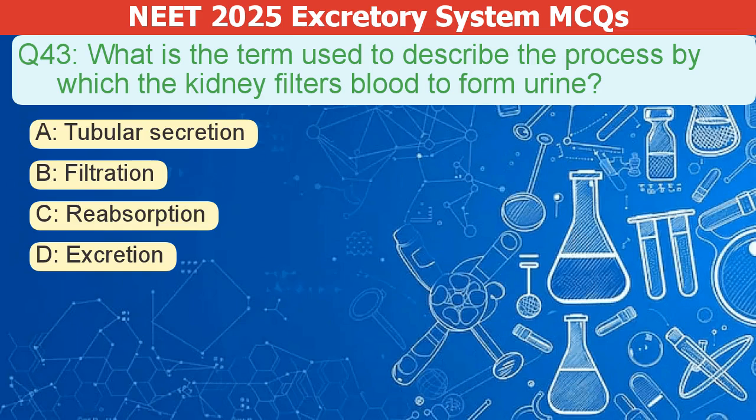What is the term for how the kidneys filter blood to make urine? A. Tubular secretion. B. Filtration. C. Reabsorption. D. Excretion.